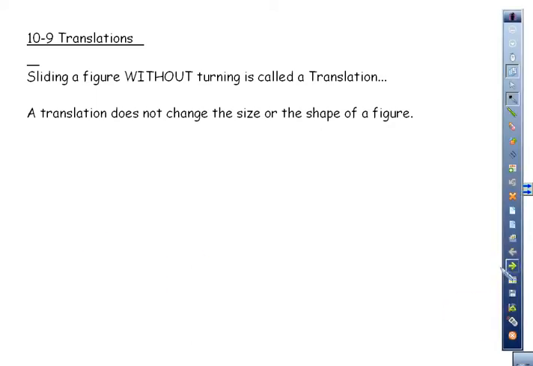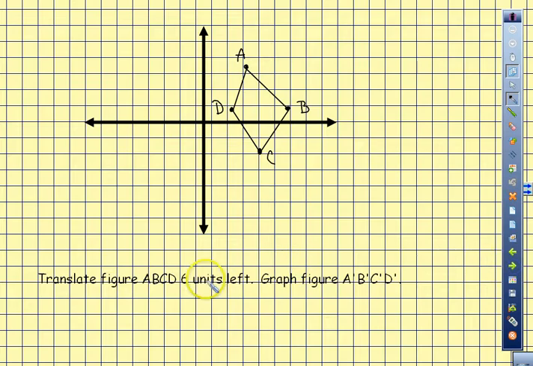So let's look at this first one. It says translate figure ABCD 6 units left, and then graph figure A prime, B prime, C prime, D prime. So what you are going to have to do, and I have to change something here because these are off just a little bit. So let me hit pause and come back. Alright, now we're back to this.